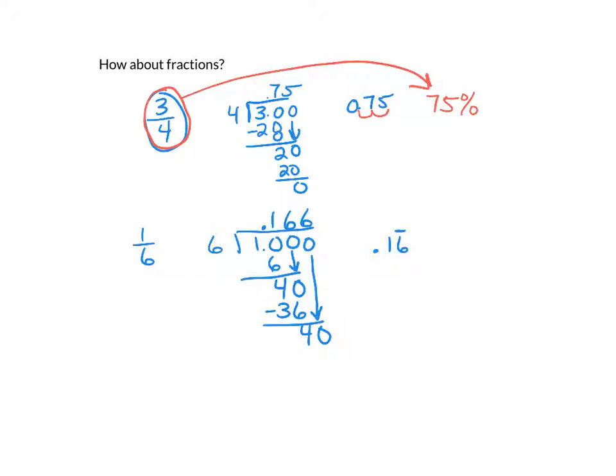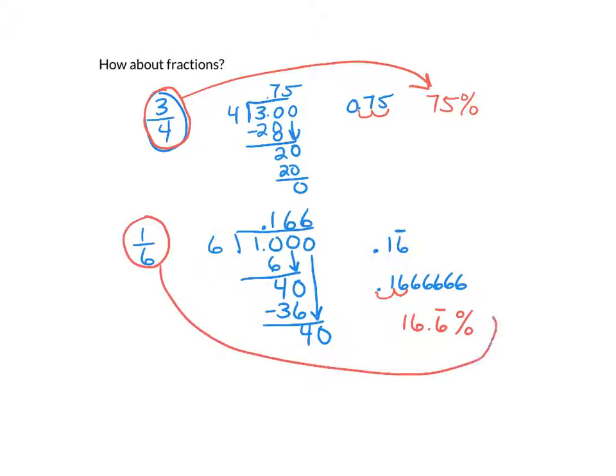But I need to change this into a percent. So remember that with that line over it, it's really 0.166666. I could go on forever and ever. I'm going to move that decimal point over 2 spots to the right. When I do that, I get 16.6, and that 6 continues, so I would put a line over that last 6, and 1/6 as a percent would be 16.6 with a line over the 6%.